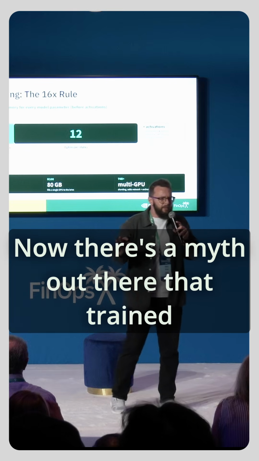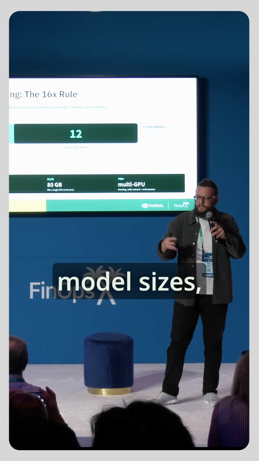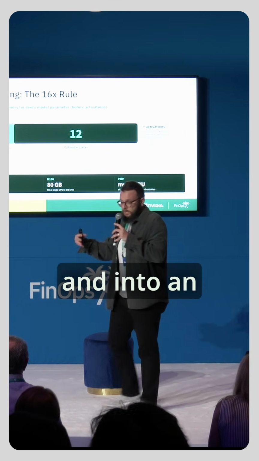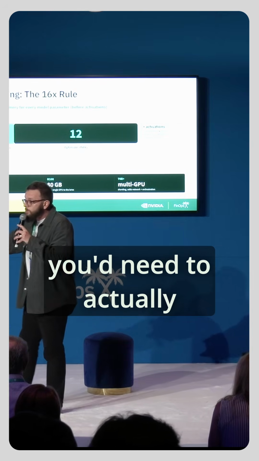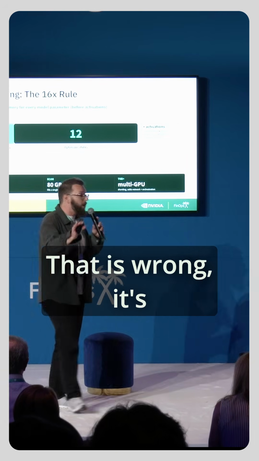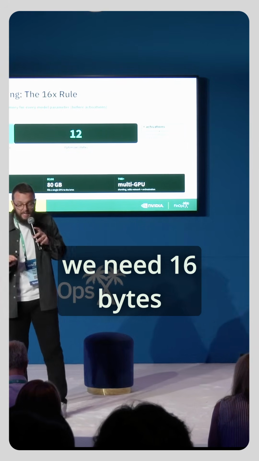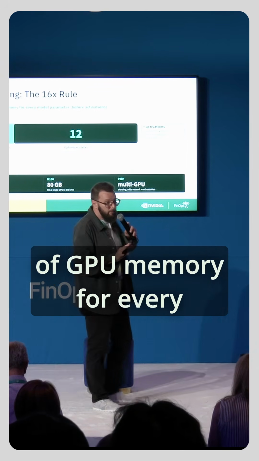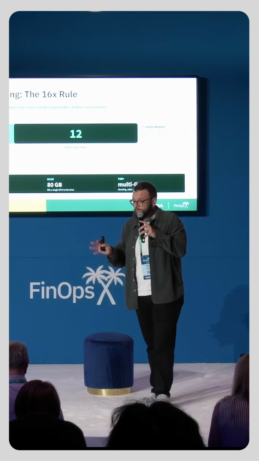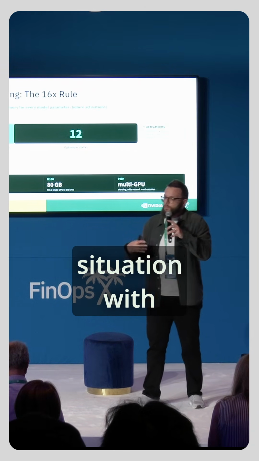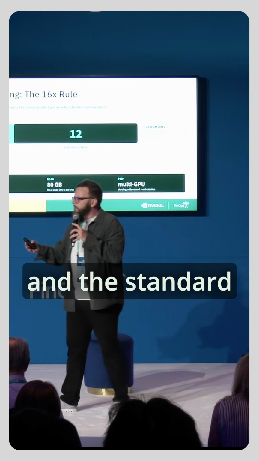Now, there's a myth out there that trained model sizes, the weights as you might load them into an inference engine, would be the amount of GPU memory you'd need to actually train a workload. That is wrong. It's wrong by an extraordinary amount, orders of magnitude, exponentially so. Generally, the way we look at this is we need 16 bytes of GPU memory for every parameter in a model. And that's given the situation with mixed precision and a standard Adam optimizer.